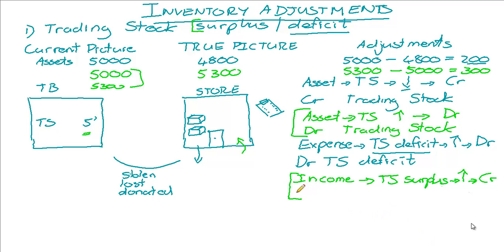So my journal entry quickly is a credit to trading stock surplus, and that is the accounting of a trading stock surplus or a deficit. So for the first example, the deficit, we went from 5,000 to 4,800, so we had to decrease my stock. In the second example, we went from 5,000 to 5,300, so we had to increase the stock with the 300.